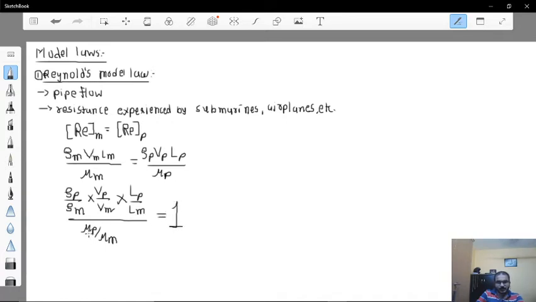So finally we can write down rho R VR LR upon mu R. So I am not writing down this in words, but rho R, VR, LR and mu R are scale ratios for density, velocity, length and dynamic viscosity respectively. Now let's move forward with our next model law.